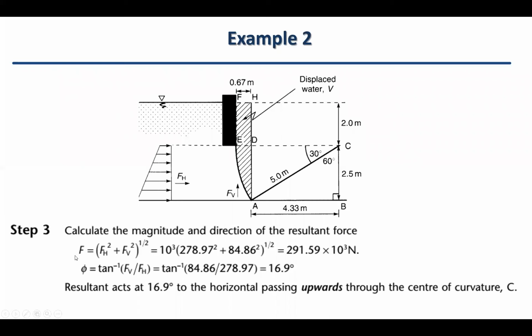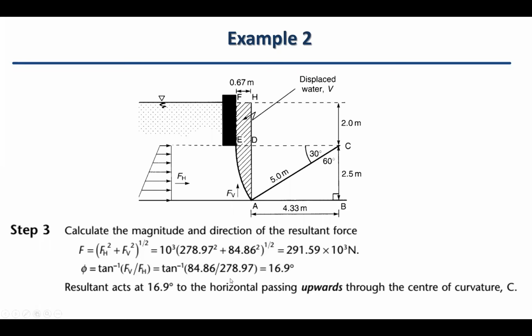The resultant force, based on Pythagoras, we can easily calculate. Taking out the factor of 1000, F is the horizontal force 278.97 squared plus the vertical force 84.86 squared, all inside the bracket raised to the power one half. So the result is 291.59 thousand newtons. And the angle phi is the arctangent of F_V over F_H, which is 84.86 divided by 278.97, equal to 16.9 degrees.